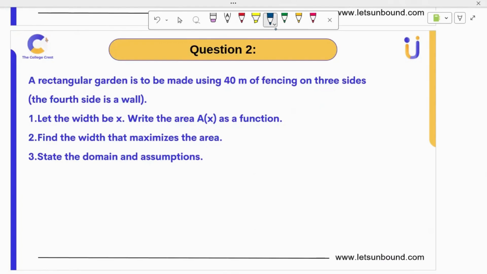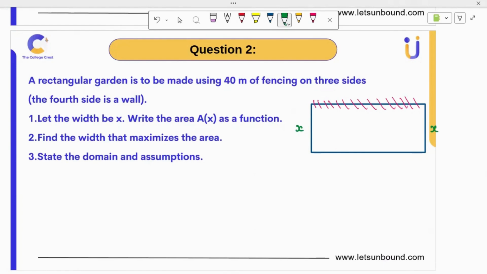Okay, we are talking about a rectangular garden. The fourth side is a wall. So let this be the fourth side and this is a wall, so no fencing here. Let the width be x. So in my sketch, it's x. And what will be the length? The total fencing, I'm using 40 meters of material. So this would be 40. I use x and x here, so 40 minus 2x will cover the length part in fencing.